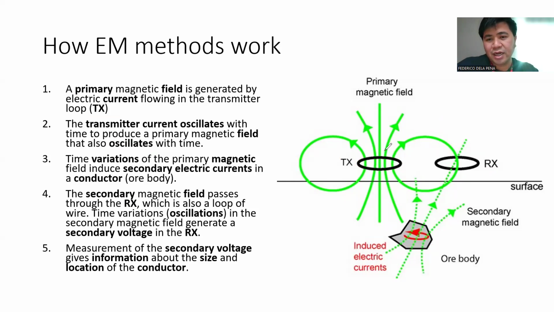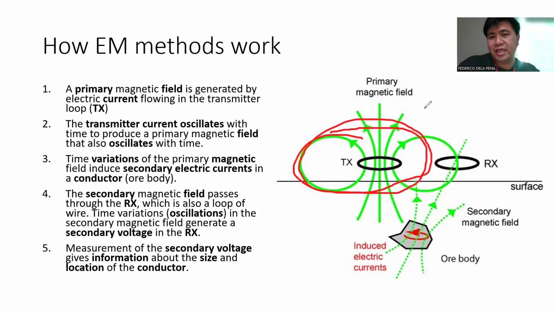For the frequency domain, they first calibrate the equipment in an area with no conductive materials. So they just try to read the strength of the magnetic field of the transmitter only. So they calibrate it first, and the strength of the magnetic field from the transmitter is already known. So we already know that.